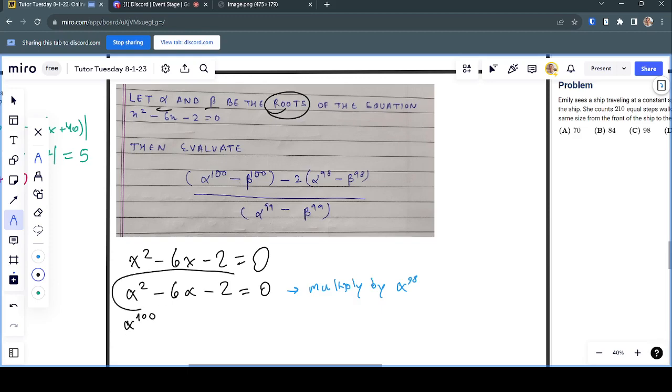If I multiply this whole thing by alpha to the 98th power, I'll get alpha to the 100th minus 6 alpha to the 99th minus 2 alpha to the 98th equals 0. It's still 0 because multiplying anything by 0 will keep it at 0.